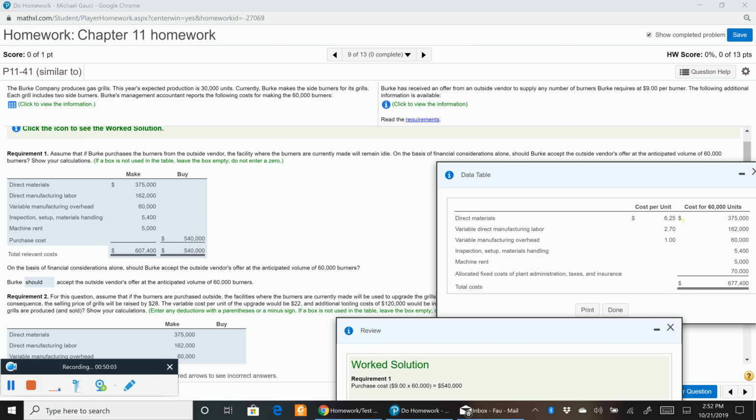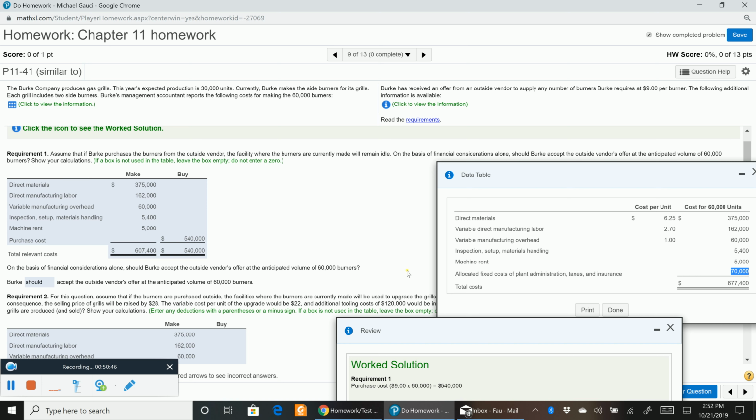Remember, 30,000 grills times 2 side burners each gives you 60,000 burners. So the cost for 60,000 side burners: the direct materials, $6.25 each times 60,000, or $375,000. Variable labor, $2.70 times 60,000, or $162,000. The variable overhead is $1 times 60,000 equals $60,000. The inspection is a flat $5,400. These are fixed costs: machine rent, $5,000, flat fixed cost, and allocating the administrative fixed cost, $70,000.